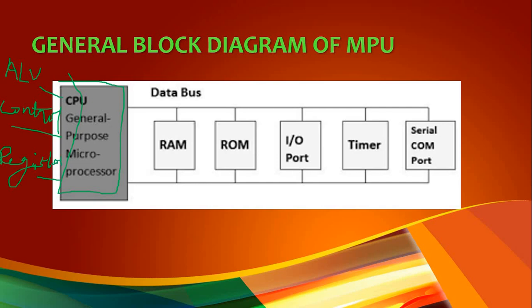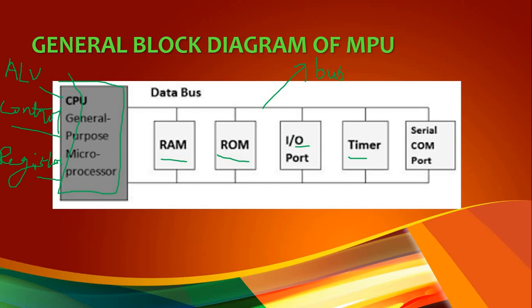Then this RAM is a separate peripheral, ROM is a separate peripheral, IO port is a separate peripheral, timer is a separate peripheral, and serial communication is also a separate peripheral. All are separate peripherals. So the microprocessor will have only this alone in a single IC, and all the peripherals are connected together by means of this path. This connecting path is called a bus.